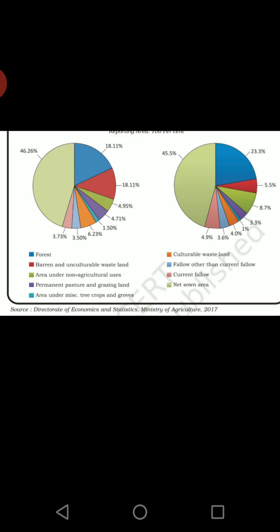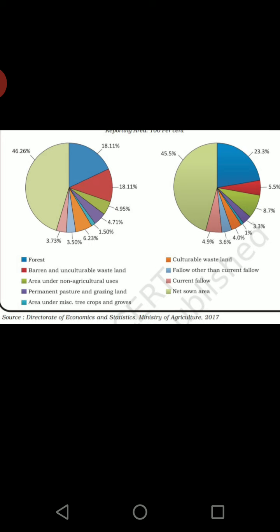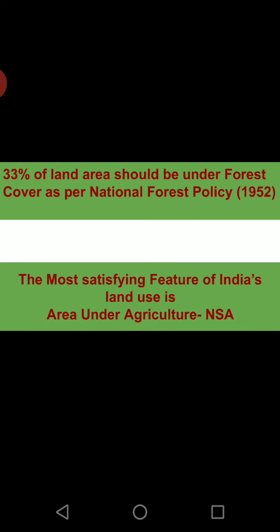And at last you have the most satisfying feature of our land utilization, and that is net sown area. You will find the maximum amount of India's land is under agriculture, and this is definitely a positive feature. If you get a question, what is the most satisfying feature of India's land use? It is our NSA, that means area under agriculture. This is the most satisfying feature, that we are producing most of whatever we require in our own land itself.